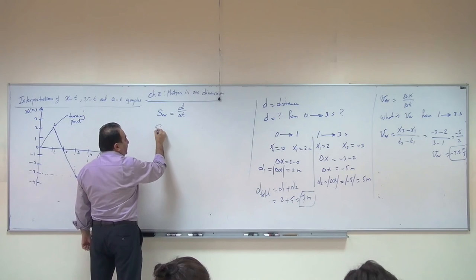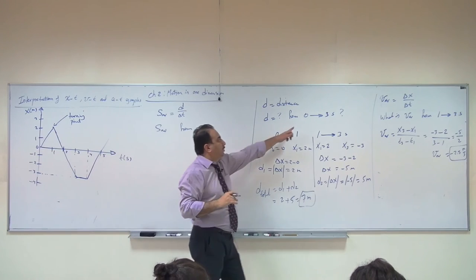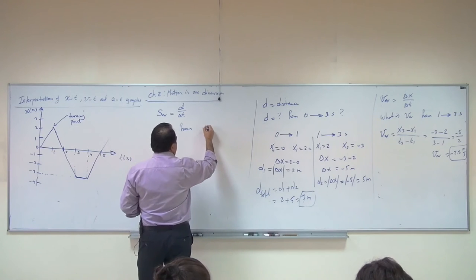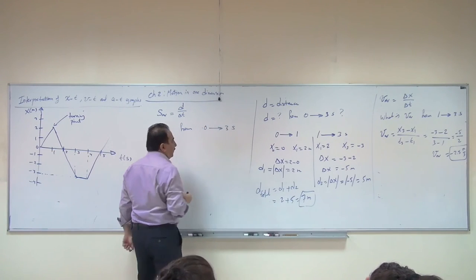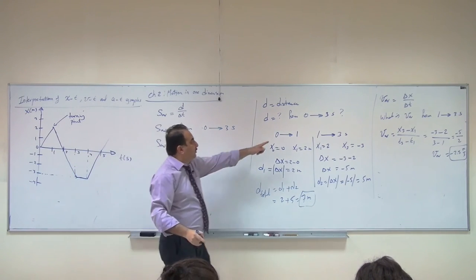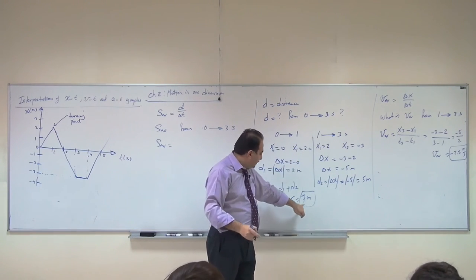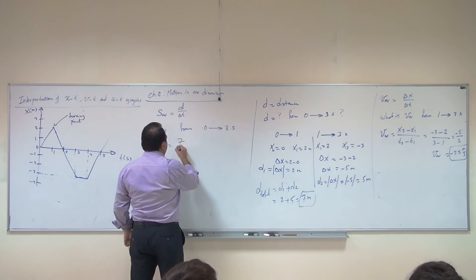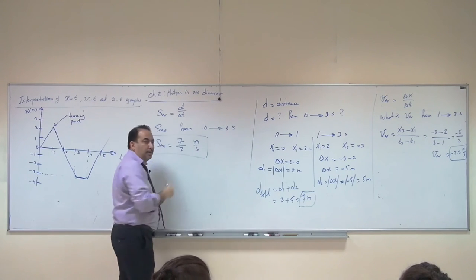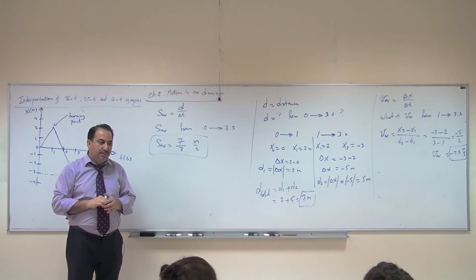Now, find S average from, I'll take this question because I already know the distance, yeah? 0 to 3 seconds. So what is the average? The distance from 0 to 3, how did I do it? By parts, yeah? Because there's a turning point from 0 to 3, so 7. Divided by the time, 3, meter per second. So this is how you find the average speed.